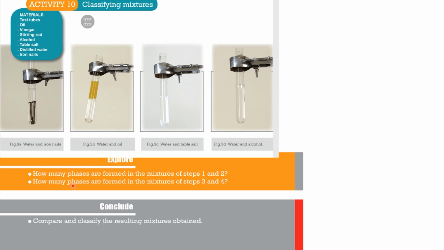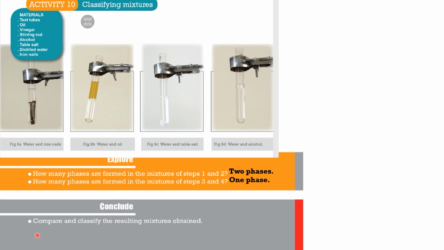Explore. How many phases are formed in the mixture of step 1 and 2? As we said, here we have two phases and also here we have two phases. So the answer is two phases. How many phases are formed in the mixture of step 3 and 4? Here we have one phase and in the last we have only one phase. So the answer is one phase.